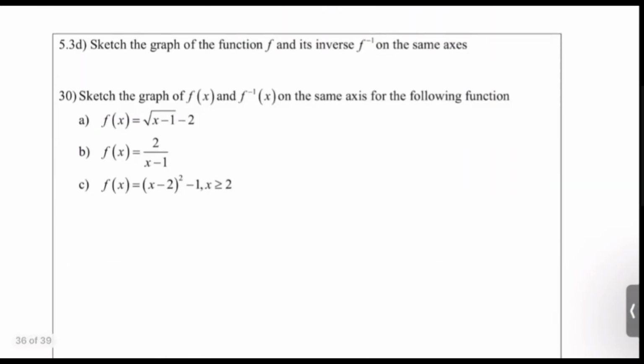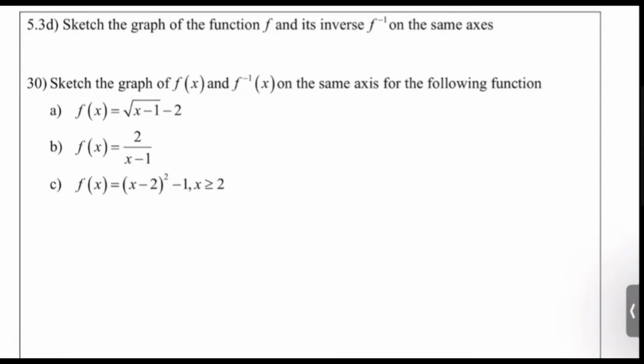Okay, so we will continue with inverse functions. Sketch the graph of the function f and its inverse on the same axis. So now we want to sketch its graph. So we must know that to sketch the graph, it must be symmetric about the line y equals to x. So we write here: sketching graph f with its inverse on the same axis, it must be symmetric at line y equals to x. It is symmetric about the line y equals to x.